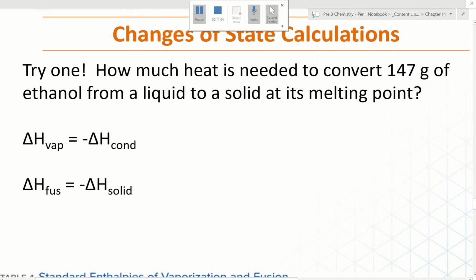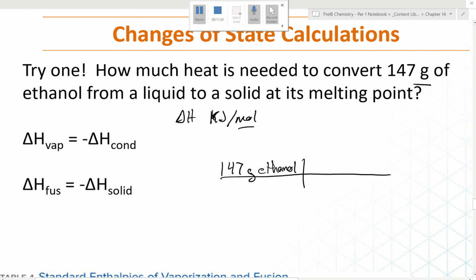All right, so let's try one together. How much heat is needed to convert 147 grams of ethanol from a liquid to a solid at its melting point? Well, our delta H's are in kilojoules per mole. So we don't have moles, we have grams. So the first thing we're going to have to do is take 147 grams of ethanol, and we're going to have to convert that into moles.